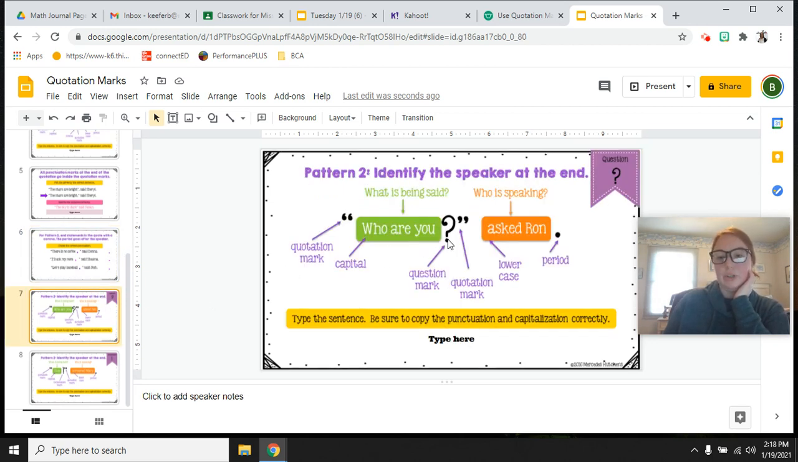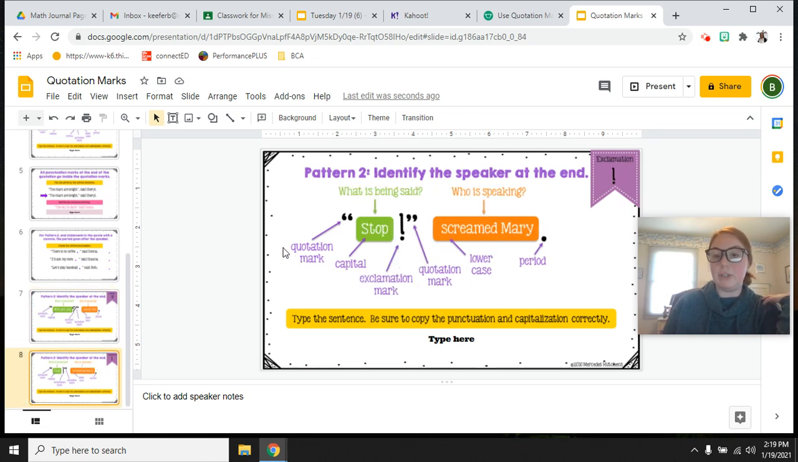"Who are you?" asked Ron. So it's the same thing as the comma. It's inside the quotation mark, but in this case, you know that it's a question mark because it says asked Ron, okay? So he's asking something, but it's the quotation mark, and then the question mark is inside of the quotation mark. Here's an example with an exclamation point. "Stop!" screamed Mary. So inside the quotation marks, you have the exclamation point, screamed Mary, and then the period, okay? So these are what the examples look like.